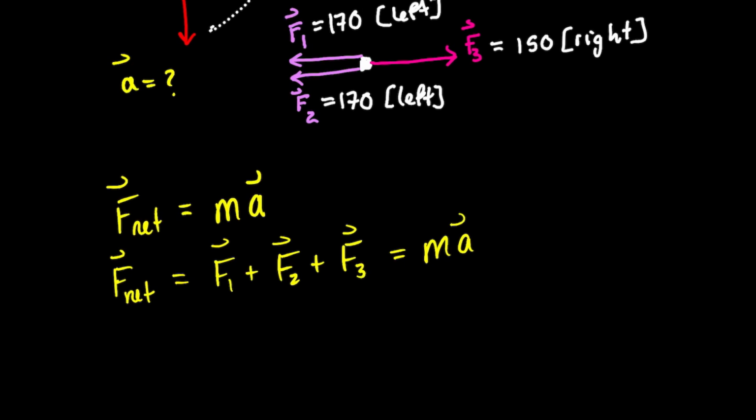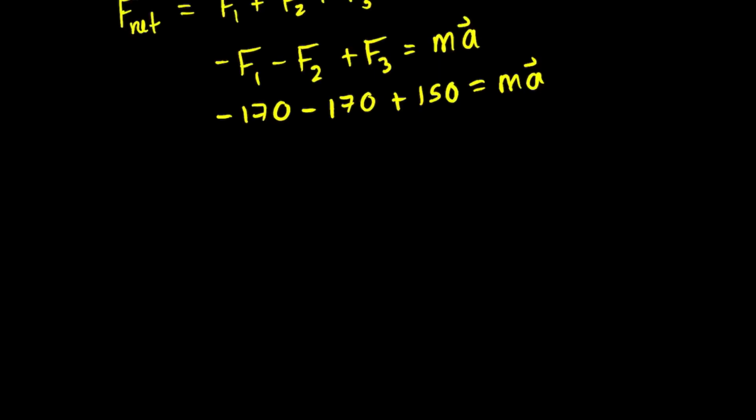So what are the forces acting on this crate horizontally? F1 is to the left, so it's negative. F2 is to the left, so it's negative. F3 is positive because it's to the right. And the acceleration, we're going to leave it as a vector quantity because we don't know if it's to the left or to the right. Putting in our values, we get approximately negative 190 newtons equals the mass times acceleration.